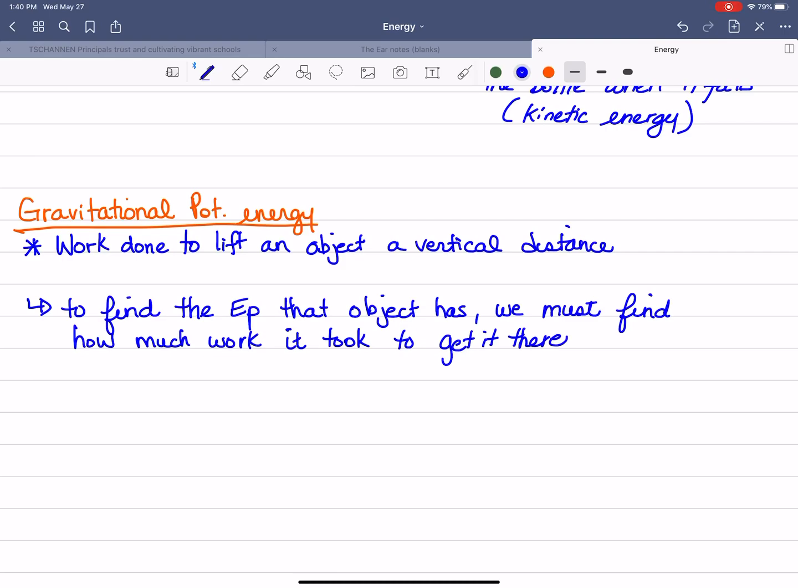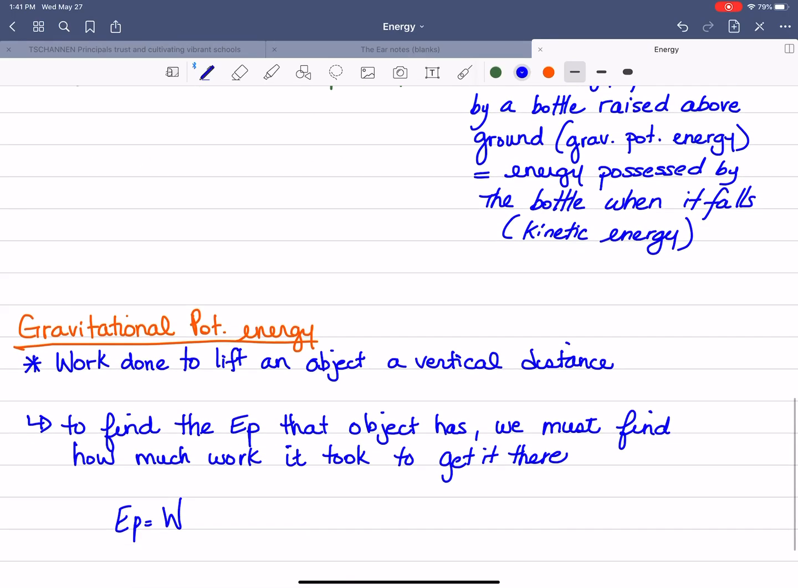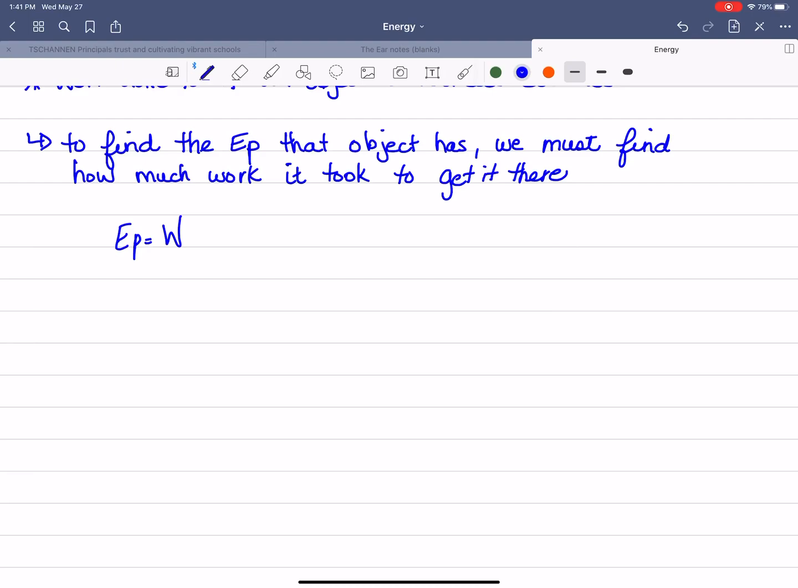Okay. So let's say that I have a chair sitting on the ground. I can figure out how much energy, how much work the ground is doing to keep that chair away from gravity, right? So EP is going to be equal, again, it's energy. Therefore, we said that energy is equal to work, and it doesn't matter what kind of energy. So EP is equal to work.